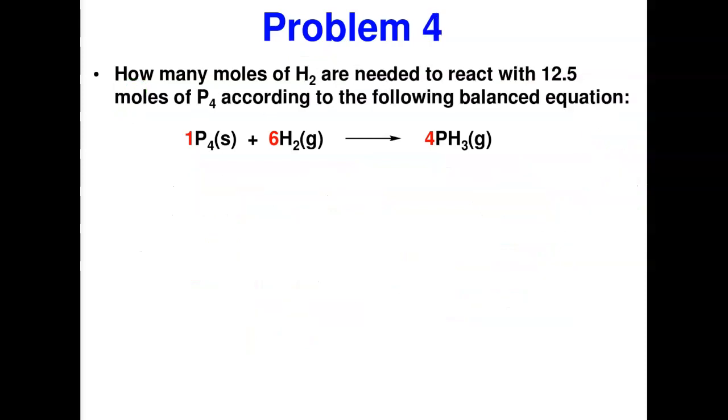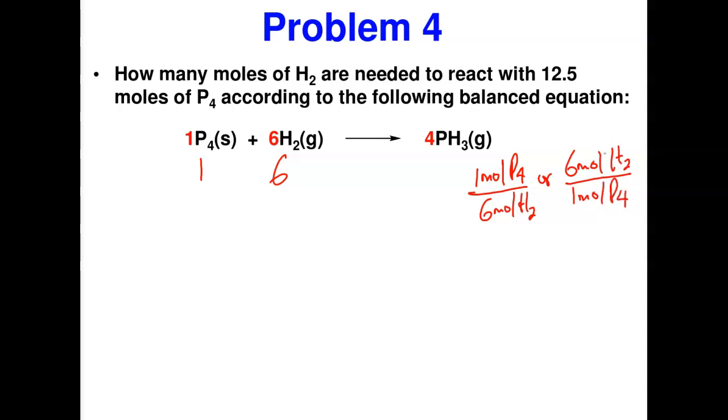Again, relating to the phosphorus trihydride, it says, how many moles of hydrogen are needed to react with 12.5 moles of P4? Let's look at the relationship. The relationship here is 1 is to 6 hydrogen. Again, if we're going to write the conversion factor, at some point I'm going to stop writing it, but it's good you get comfortable and know the origin of how that came about. So I'm going to have 1 mole of P4 over 6 moles of hydrogen, or 6 moles of hydrogen divided by 1 mole of P4.